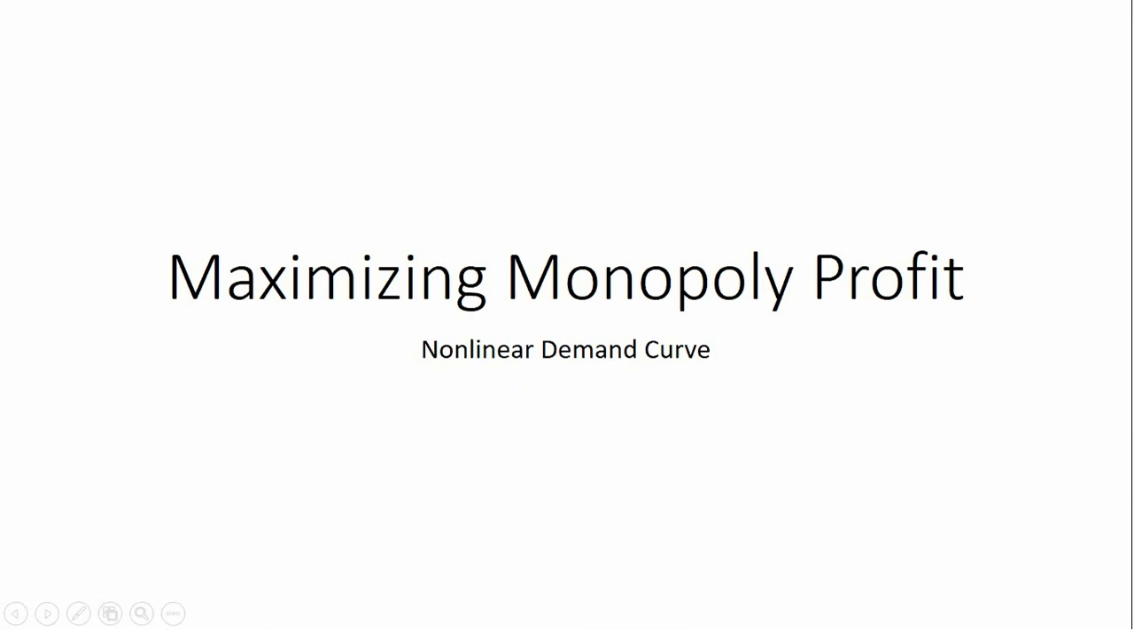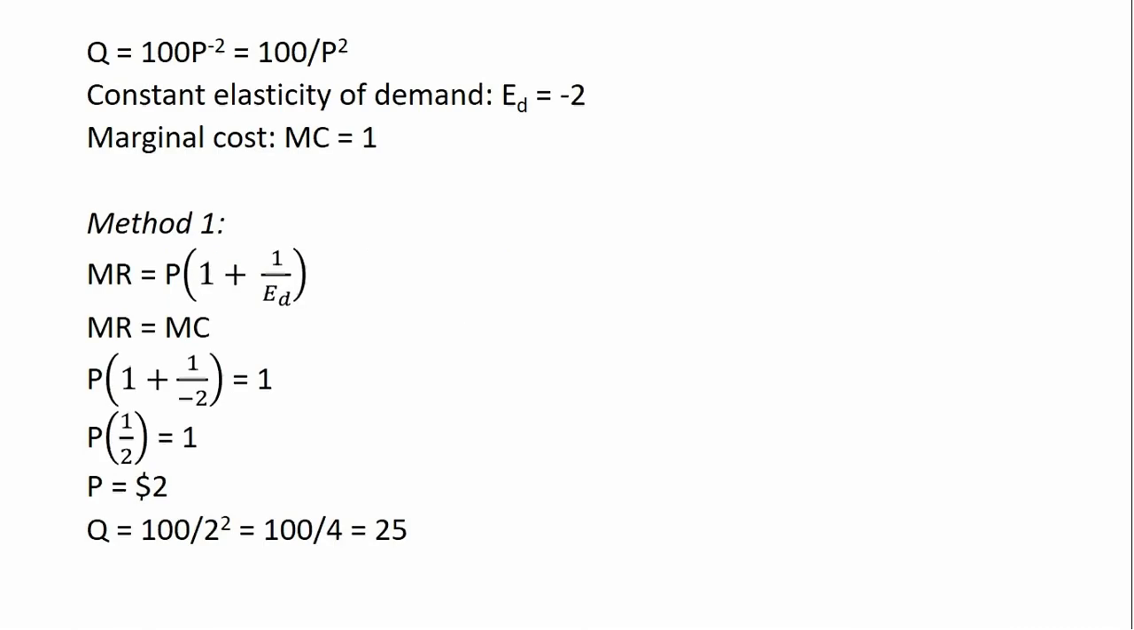In this video, we're going to look at maximizing monopoly profit with a nonlinear demand curve. In particular, we're going to be looking at a monopolist that has a constant elasticity of demand. So here is the setup. The demand for the monopolist, you'll note here, is nonlinear.